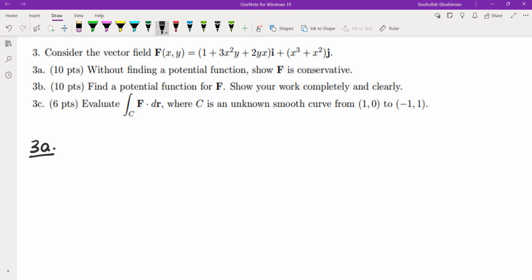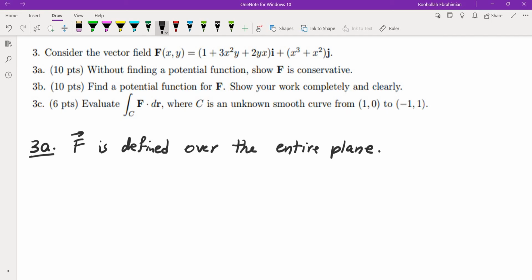This is a two-dimensional vector field. So f is defined over the entire plane. So that's one condition. And the second thing is we have to also evaluate curl and show that the curl is 0. So we'll go ahead and evaluate the curl.